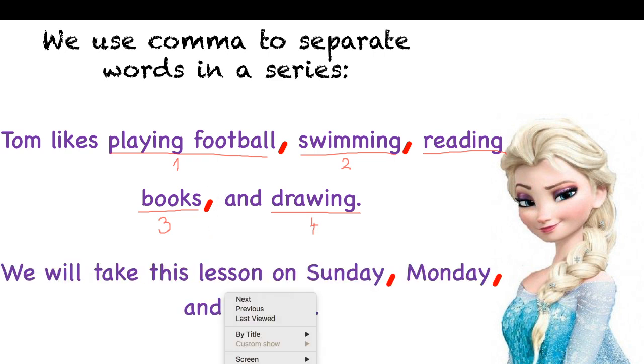And the last sentence where we will practice using comma in the series. We will take this lesson on Sunday, Monday, and Tuesday. These are the days of the week. Sunday, Monday, and Tuesday. So 3 words in the series, days of the week. First one is Sunday. We will put comma. Second is Monday. We will put comma. And third one is Tuesday. No more commas because the last comma comes before and.